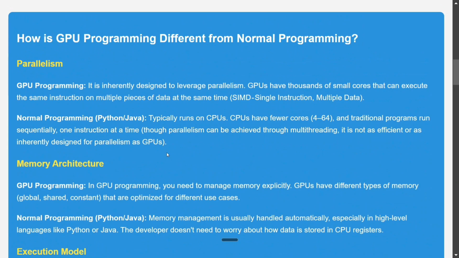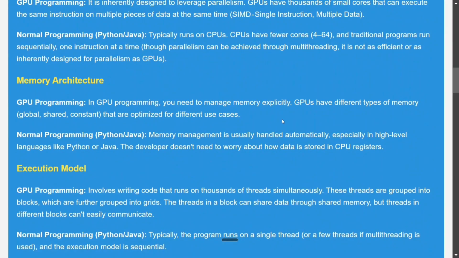Parallelism. GPU programming is inherently designed to leverage parallelism. That's it. The core of GPU programming is parallelism. A GPU has thousands of small cores that can handle the same instructions on multiple pieces of data. While in normal Python or Java programming, programs typically run on CPUs. CPUs have fewer cores and traditional programs run sequentially.